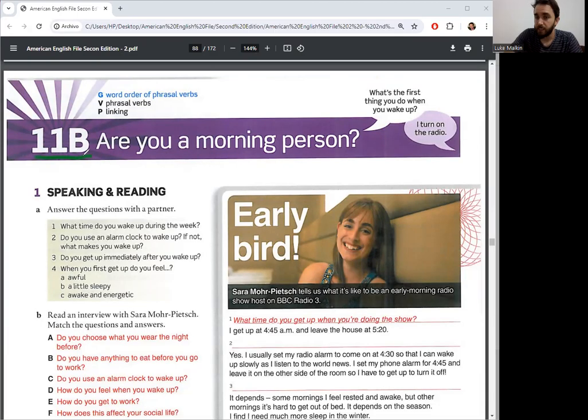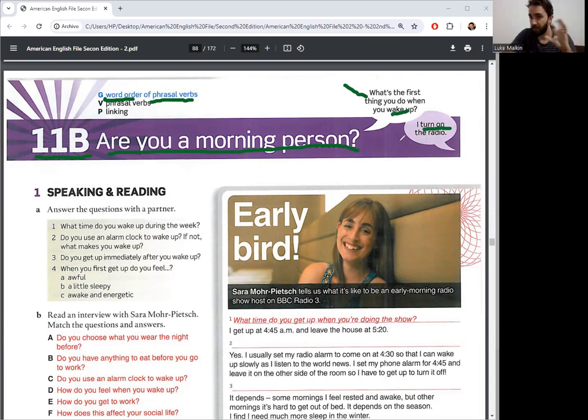Adults 3, Unit 11b. Are you a morning person? The grammar here is the word order of phrasal verbs. For example, what's the first thing you do when you wake up? I turn on the radio.